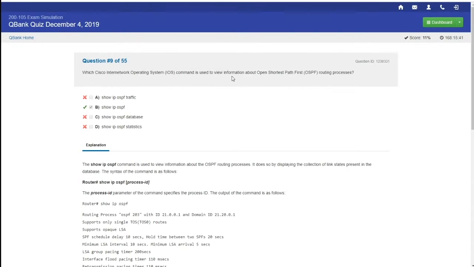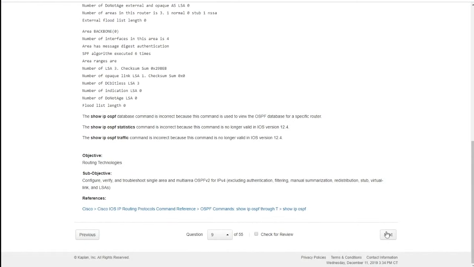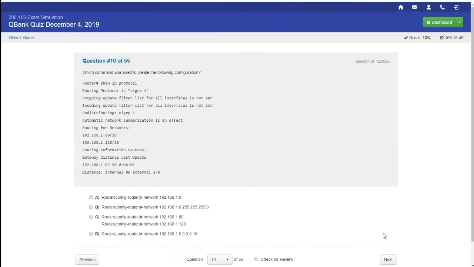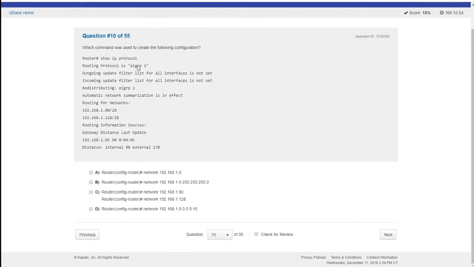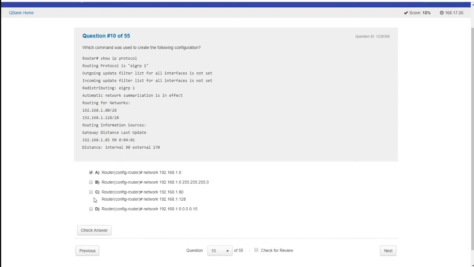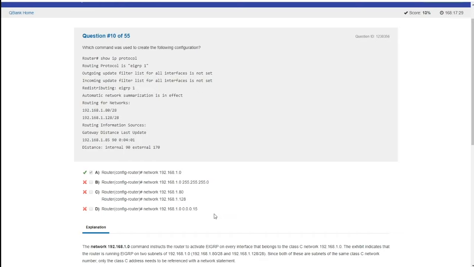So this will give you the information about OSPF. All right, next question. Question number 10. Which command is used to create the following configuration? This is a tricky one. Show ip, so we look at EIGRP, this configuration. Which command is used? The answer is actually A. We'll check that and get that. Now this is really tricky. If you struggled with this one, I totally don't blame you, because this is one of the most confusing commands in all of the Cisco IOS.